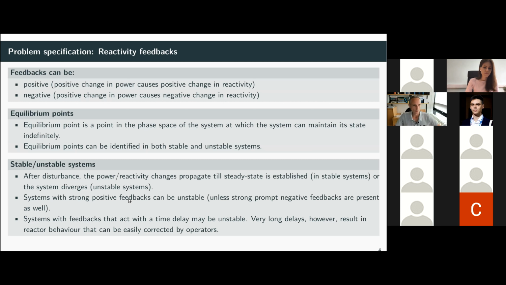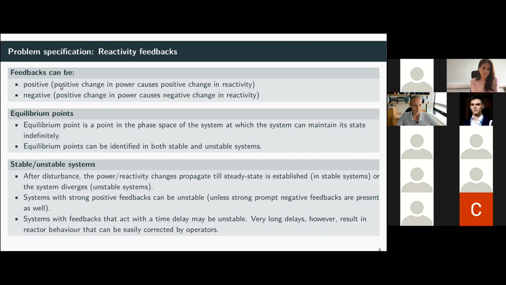Now we can also sort out the feedbacks into positive and negative. So whenever the positive change in power causes positive change in reactivity, we basically say the feedback is positive. And these are dangerous feedbacks because a positive change in reactivity will trigger further positive change in power, which will combine with the original positive change, and well, this will never stabilize. So it's an unstable system.